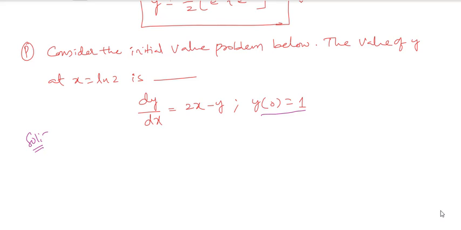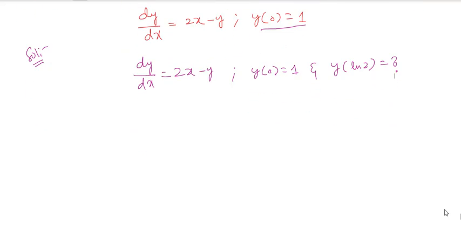So let me consider the differential equation dy/dx = 2x - y. What are we given here? The condition y(0) = 1, and they are asking for the value of y at ln 2. Am I right or not? So that is the question. Let me take this properly.